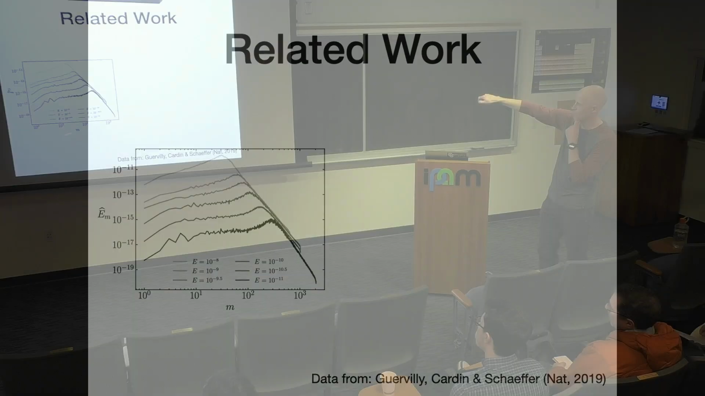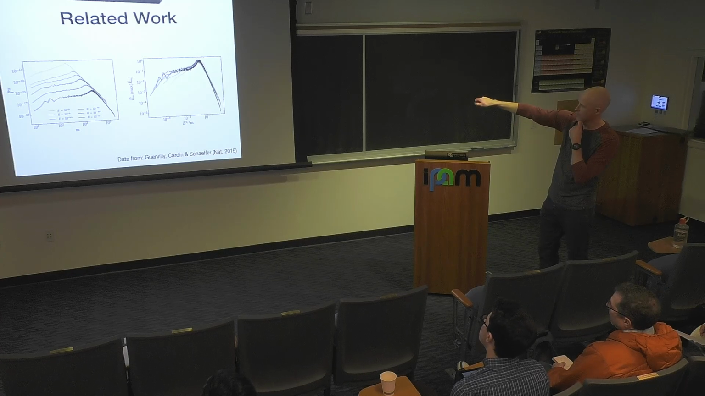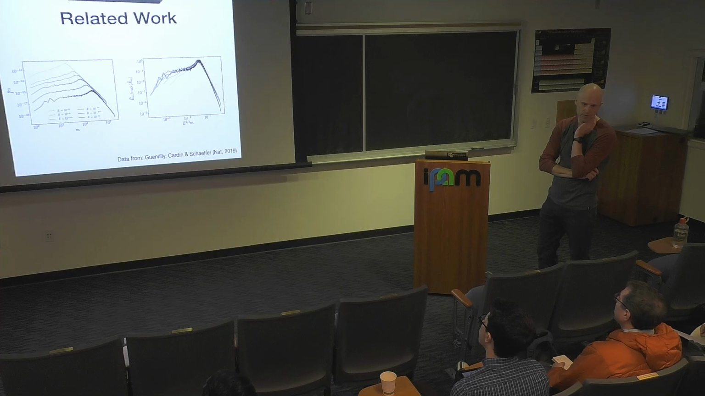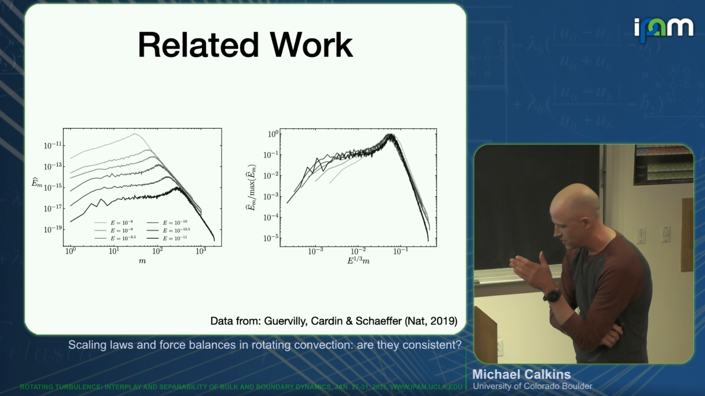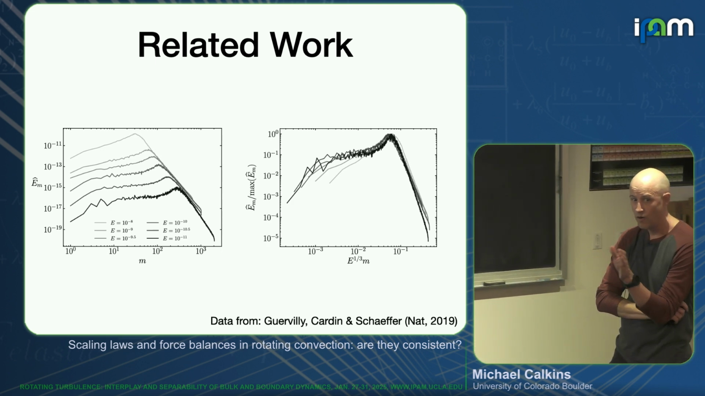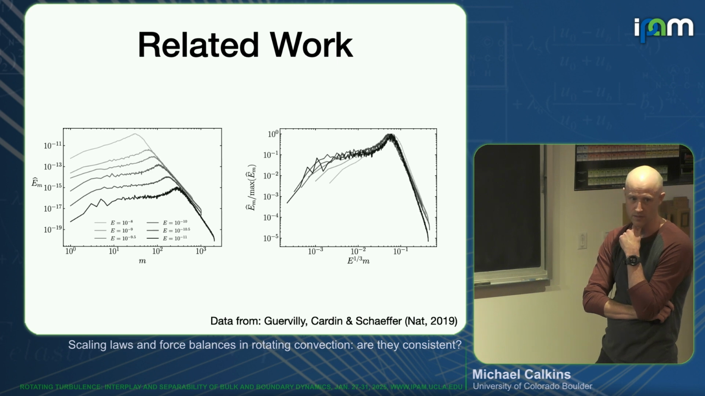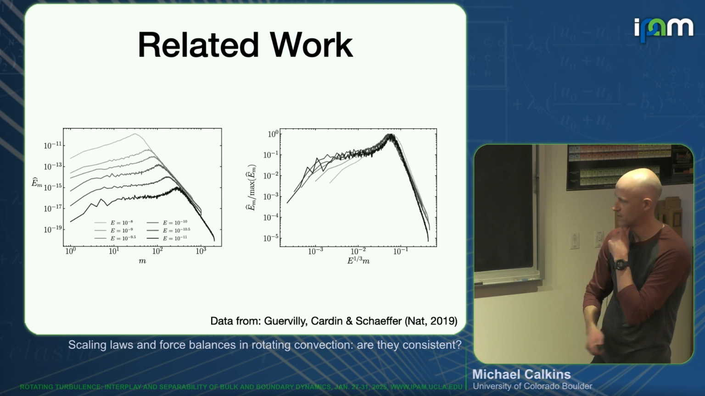If you just take that wave number axis there and you compensate it by Ekman to the 1/3 and you normalize it just so you can see them all together, then you get this nice collapse of the spectra, indicating that it's not just a single length scale in the system that scales like Ekman to the 1/3. It's all the length scales that are present in the system. They all scale like Ekman to the 1/3. So you can't get away from this.